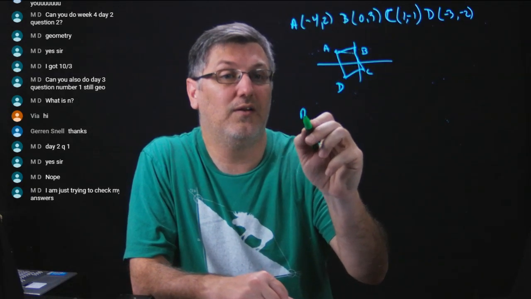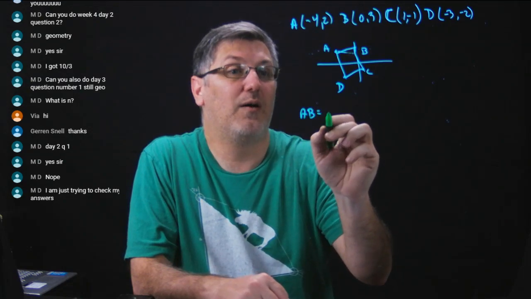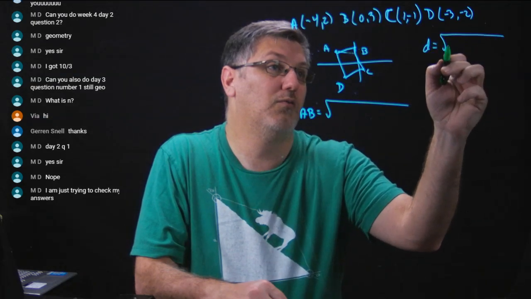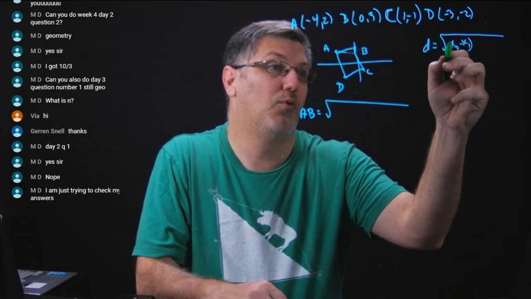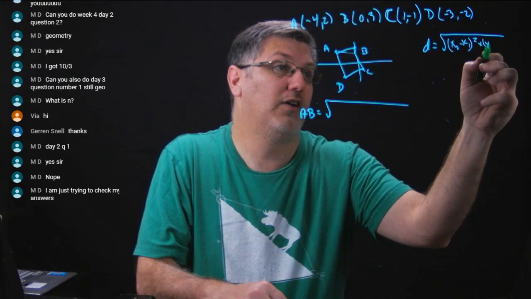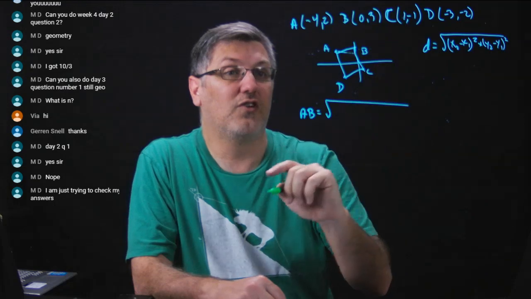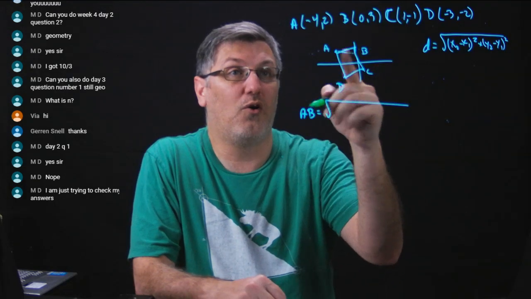So let's find AB. From that, I'm going to do my distance formula. My distance formula is the square root of x sub 2 minus x sub 1 squared plus y sub 2 minus y sub 1 squared. So we're going to use the distance formula. We have to do it for all 4 sides.